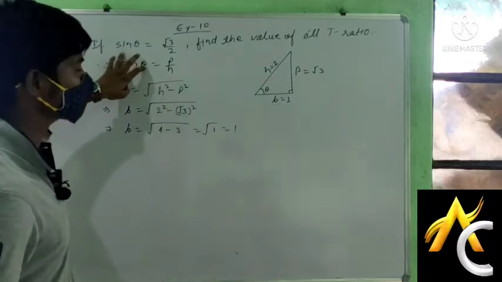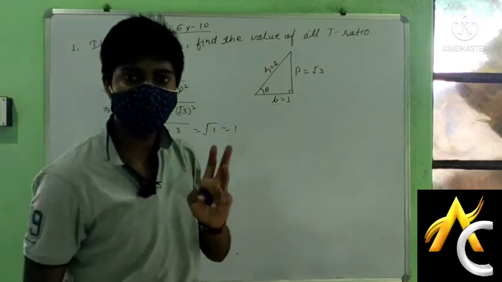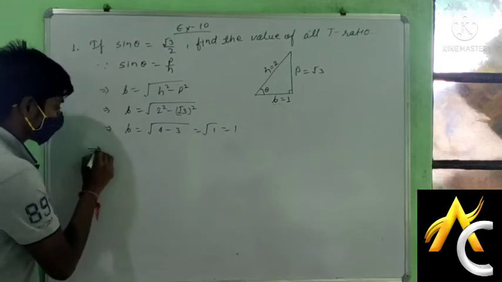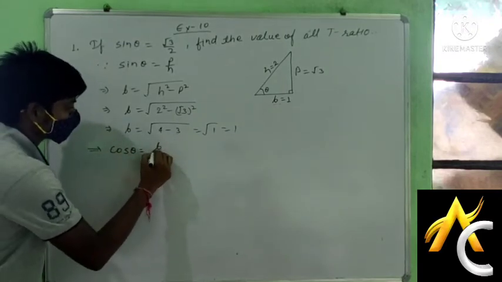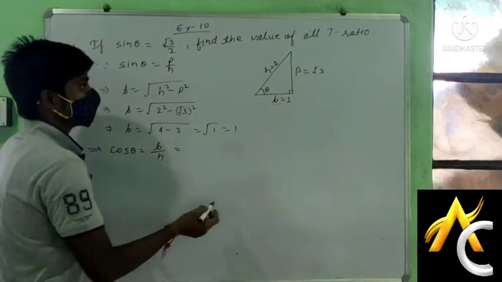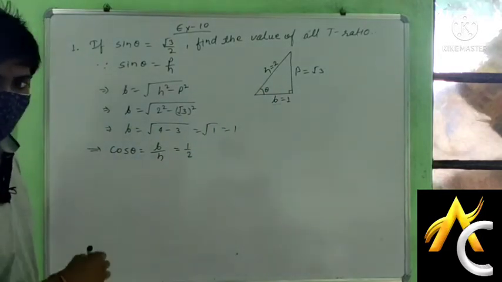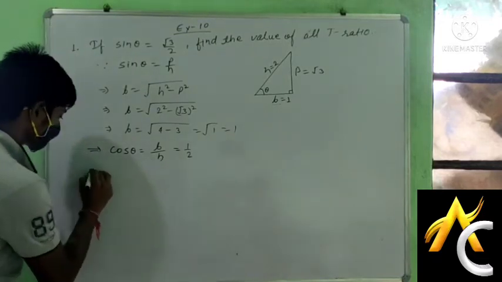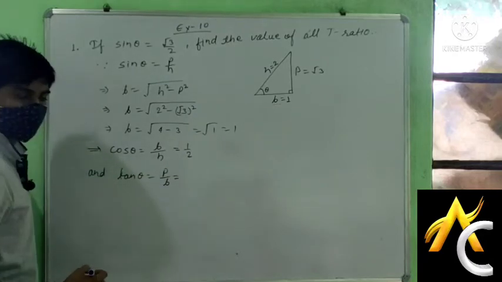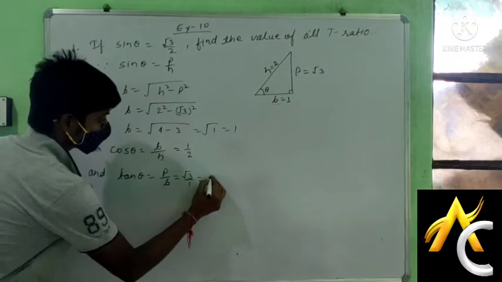So here the value of sin theta is given, and there are total 6 trigonometric ratios, that is sin theta, cos theta, tan theta, cot theta, sec theta and cosec theta. Okay? That implies cos theta is equal to, as we know that, B by H, right? And here value of B is 1 and H is 2, so it will be equal to 1 by 2. This is your answer. Simple. And tan theta is equal to P by B. Value of P is root 3, B is 1, so it will be root 3 by 1, that means root 3 only.